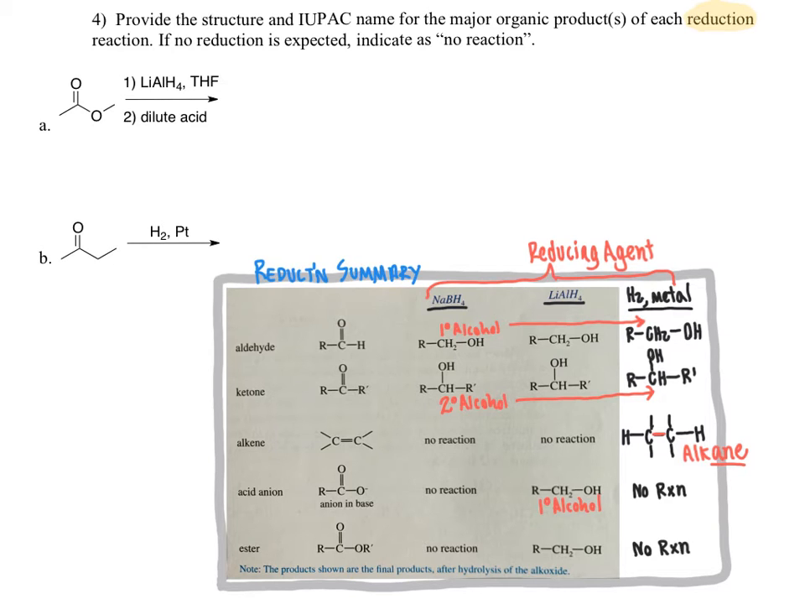Same with an ester. So an ester is going to behave analogously to a carboxylic acid or an acid anion, in that you can't reduce it with sodium borohydride, not strong enough. You can reduce it with lithium aluminum hydride to a primary alcohol, and you can't reduce it with hydrogen gas and metal. So using that information from this table, let's tackle the problems up top here.